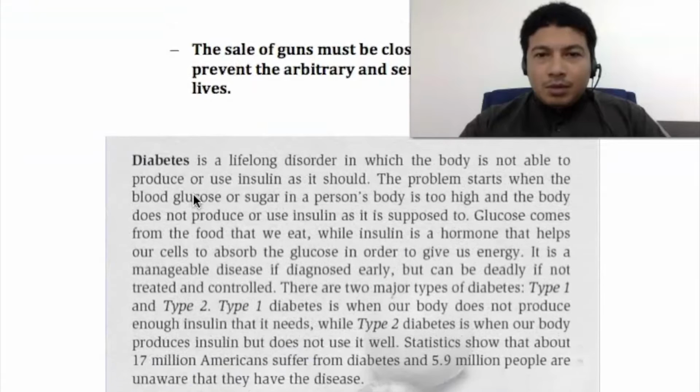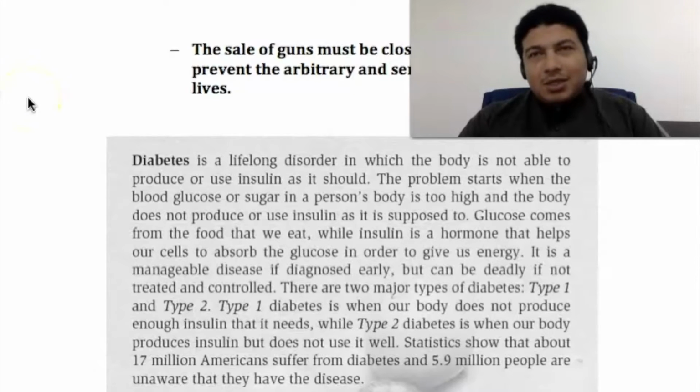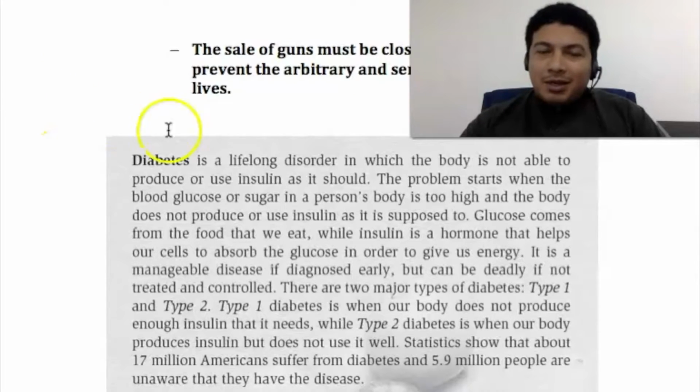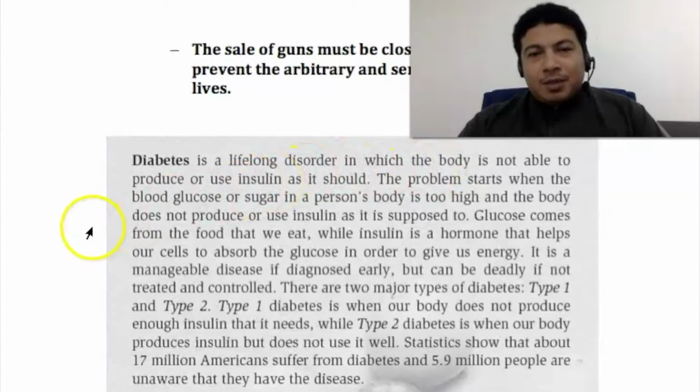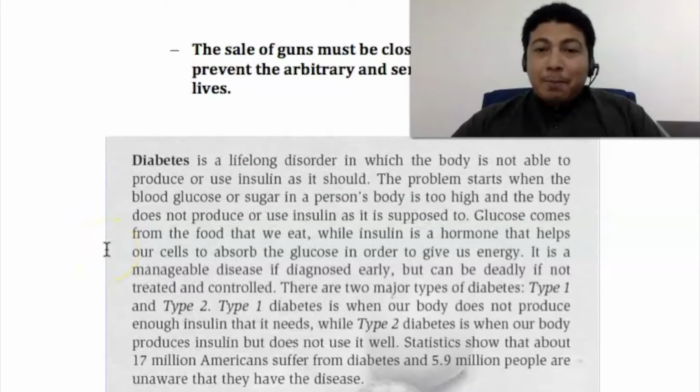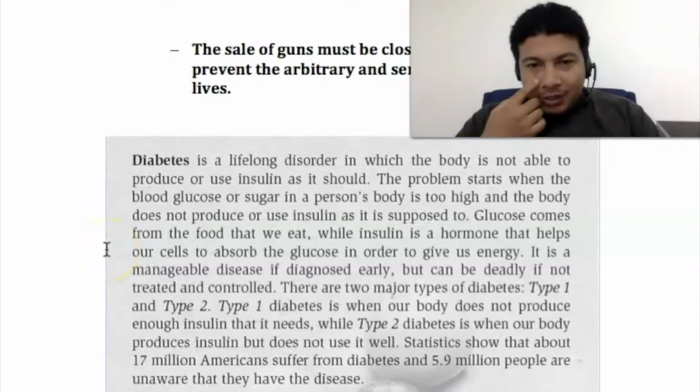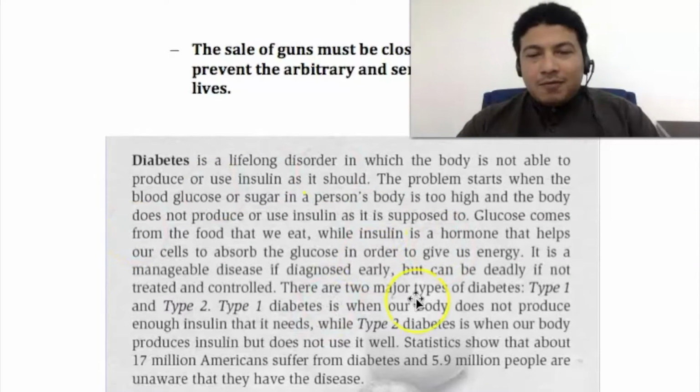What about the second paragraph? Can you pause the video and think what is the implied main idea of this paragraph? So we know that the topic of this paragraph is diabetes, and the stated main idea is that diabetes is a type of disorder, a health problem where the body cannot produce insulin.